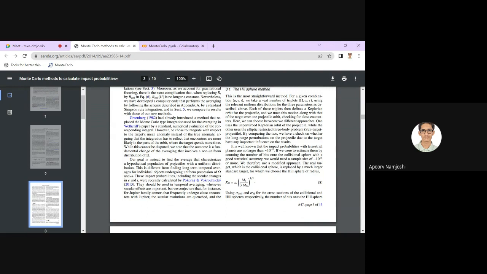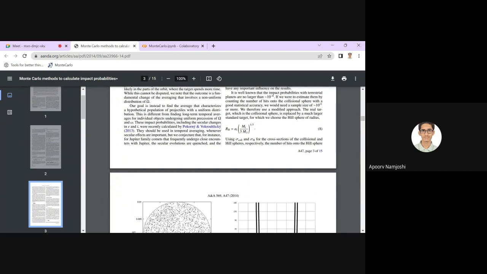So the probability of the projectile entering the Hill sphere will be much larger than the probability of the object actually striking the planet. But there is a scale factor with which we can convert between the two. The real target, which is the collisional sphere, is replaced by a much larger standard target for which we choose the Hill sphere with a given radius. This is the theoretical part. We are not going into it in detail, but what you need to know is that the Hill sphere is basically concentric to the planet, and it is larger than the actual planet.